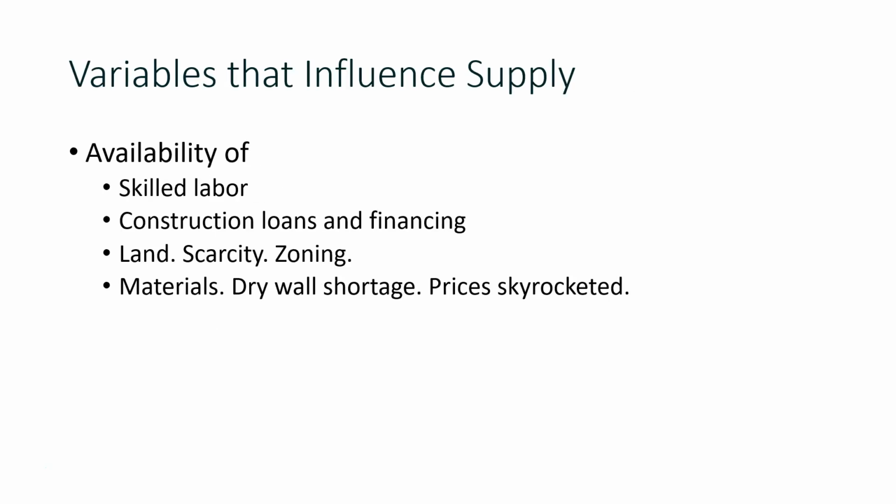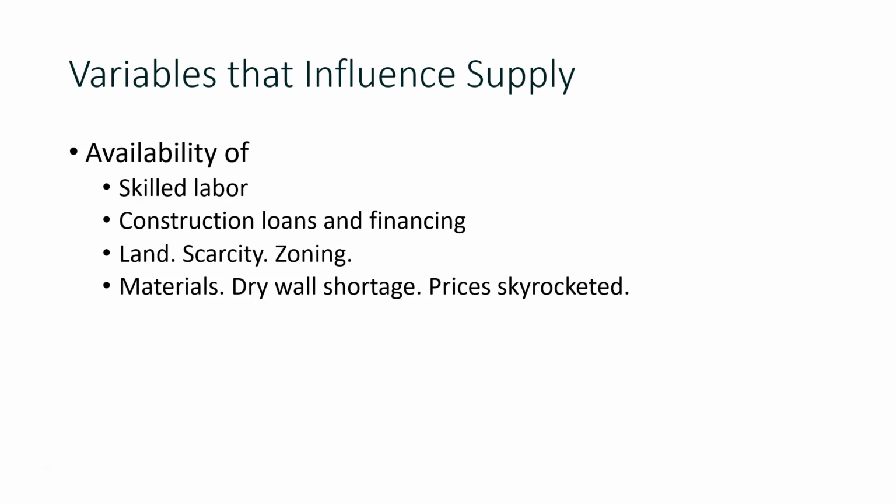So what are the variables that influence the supply? That is the ability to produce new real estate buildings. First of all, we have to have the labor. If the labor is scarce, we have to import it, the price goes up. Construction loans and financing, they've got to be available. Banks have got to be willing to loan money to owner developers and so forth to build the new properties. Higher interest rates, higher prices.